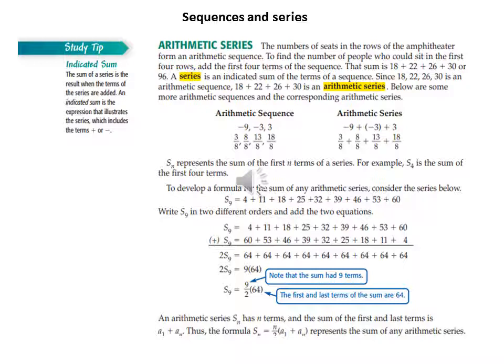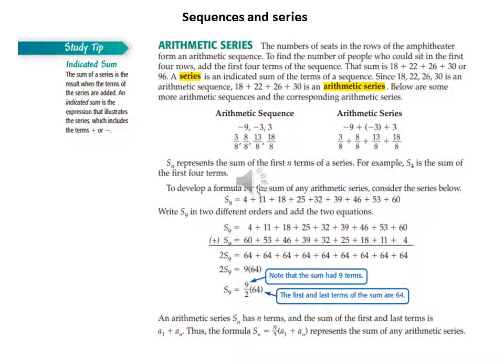To develop a formula for the sum of any arithmetic series, consider the series below. S9 equals 4 plus 11 plus 18 plus 25 plus 32 plus 39 plus 46 plus 53 plus 60. Write S9 in 2 different orders and add the 2 equations. Okay. This is all what we mean about arithmetic series and the summation.